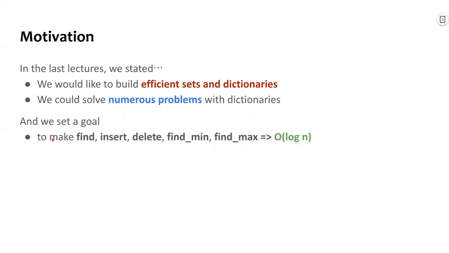And we saw how we can make these three operations O(log n) in the last lectures. And in this lecture, we are going to make the rest of these two methods O(log n). And we are going to use tree-like data structures to achieve this goal.